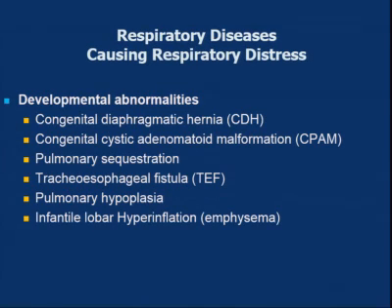So developmental abnormalities: congenital diaphragmatic hernia, congenital cystic adenomatoid malformation, or CPAM. This used to be called CCAM, and now they made this terminology change to encompass most of the conditions you will see in terms of malformation of the airway and the parenchyma of the lung. Pulmonary sequestration, TE fistulas, pulmonary hypoplasia, infantile lobar hyperinflation, formerly called infantile lobar emphysema.